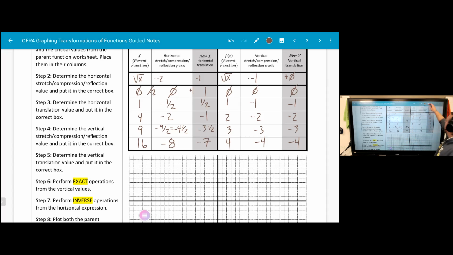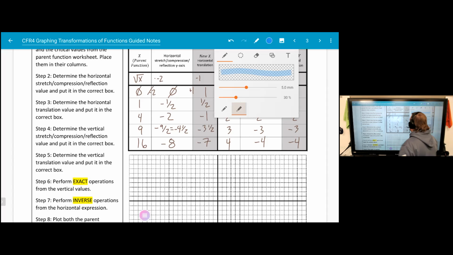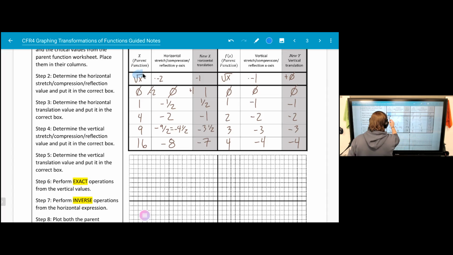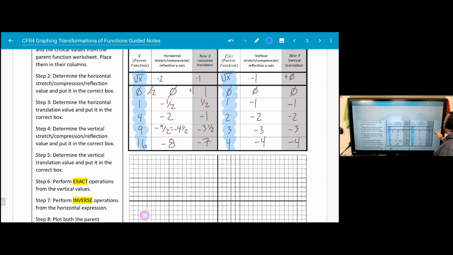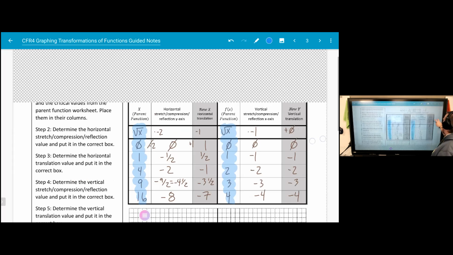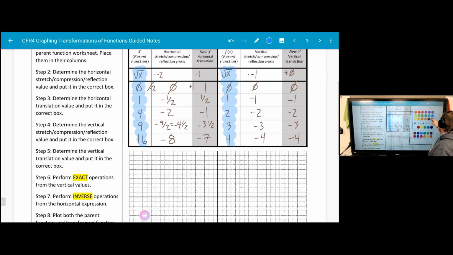So once again, let's graph our parent function, which was square root of x. That's where these are. And then we called it our m of x. Our m of x, we're going to look at those values. These are my x values for m of x. These are my y values for m of x. And let's see what we got.